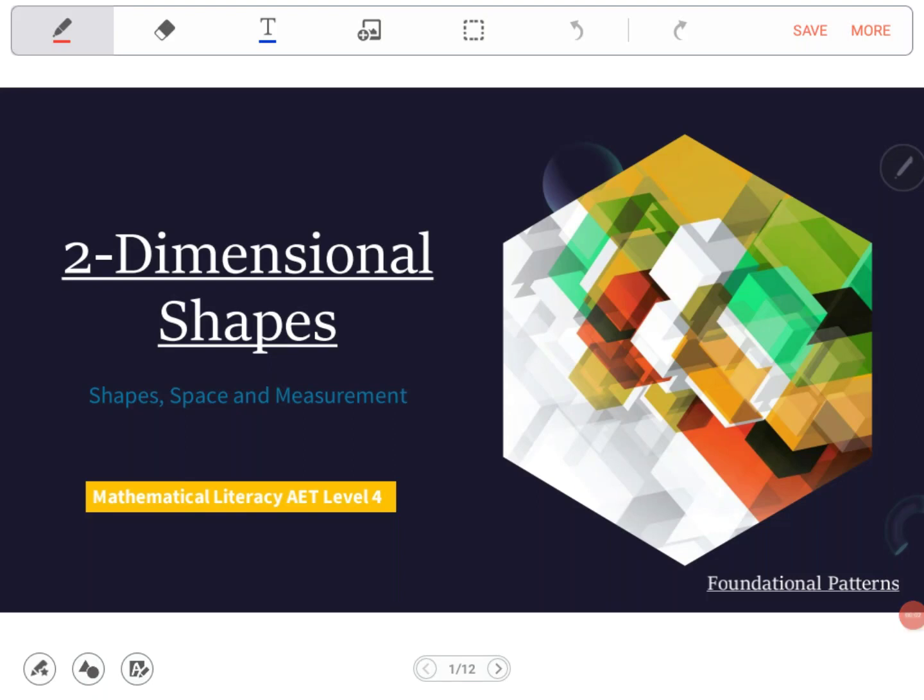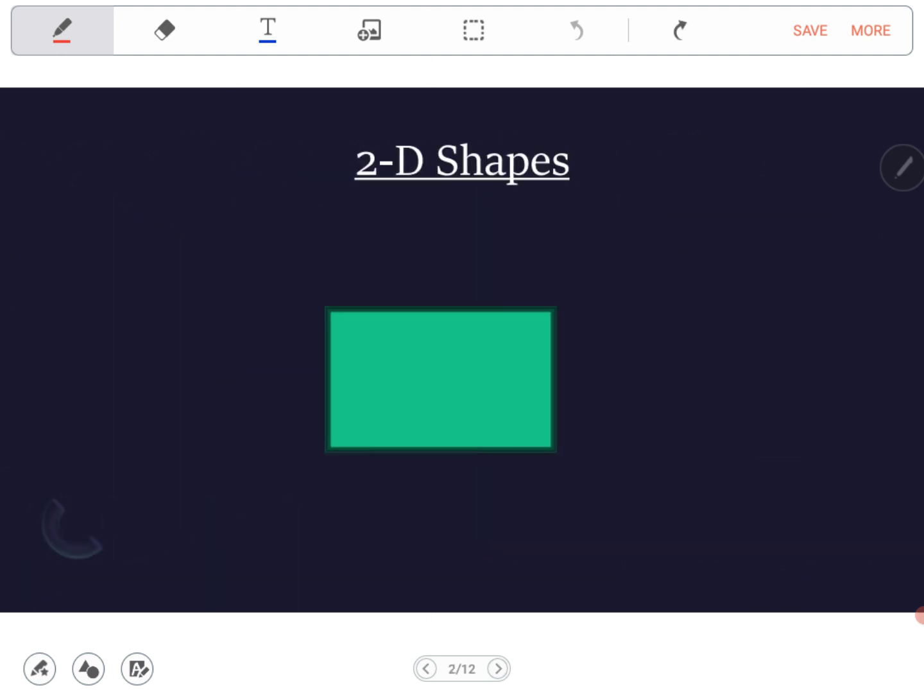Welcome to Foundational Patterns, and we are in the topic of shape, space and measurement. Today we'll be talking about the identifying of two-dimensional shapes. Two-dimensional shapes are sometimes called polygons. Now the word poly simply means many and gon means sides. So that's basically what a two-dimensional shape will be.